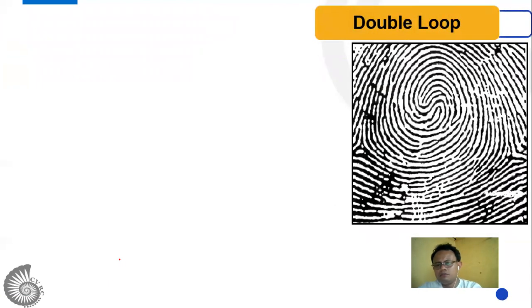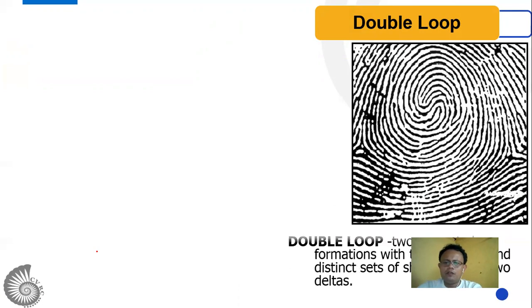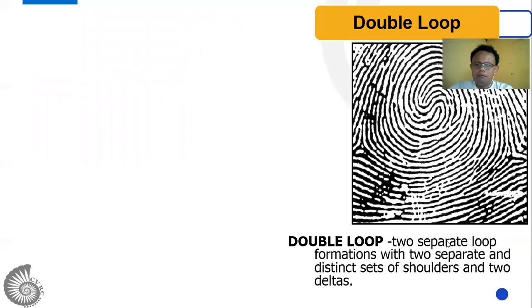For the double loop, it's called double loops. In the old book, it's called twin loops, but they're the same. But today, it's named as double loop. For the double loop, they are classified as double loop because it has two separate loop formations. Take note, these two separate loop formations have their different set of shoulders, separate formation. They are not connected. The end of the first loop and the second loop are not connected.